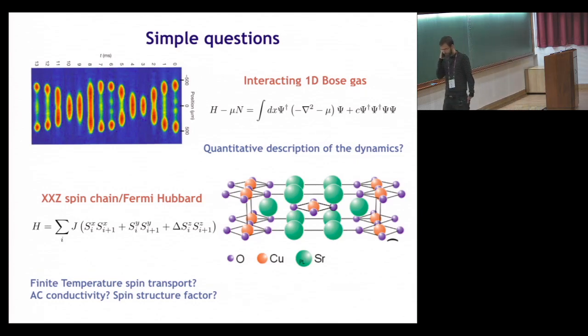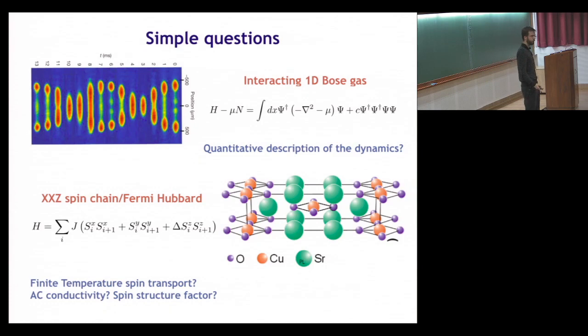And an even simpler question is asking about just finite temperature spin transport, which is in some ways a very old topic. It's a standard condensed matter topic. And so say you take standard models in 1D, which would be an XXZ spin chain or Fermi-Hubbard model, both of which are very relevant for experiments, both in solid state or in cold atoms for Fermi-Hubbard. And you ask about spin transport, or charge transport in your Fermi-Hubbard model. And in particular, you can ask about AC conductivity, spin structure factor.